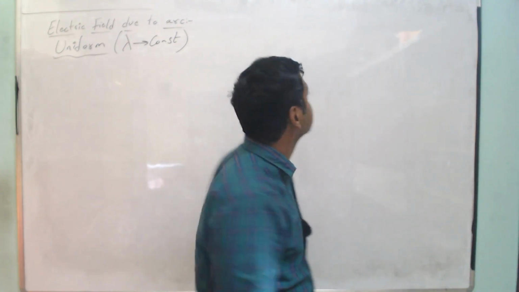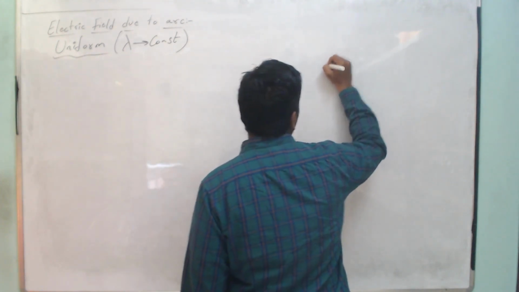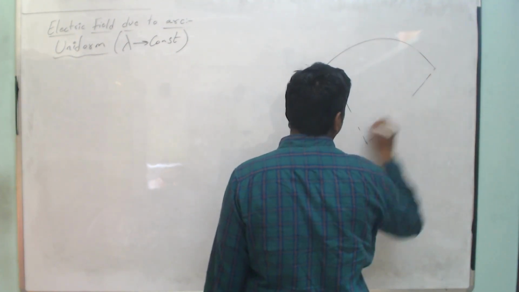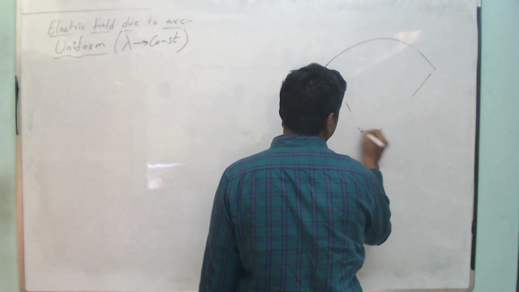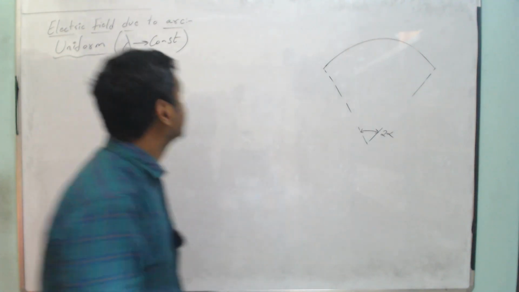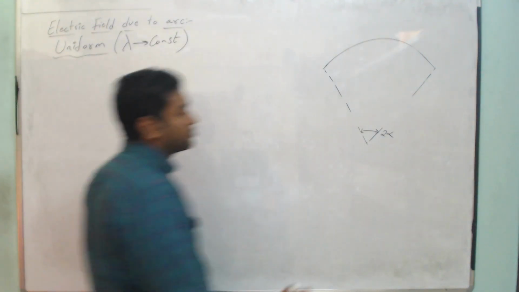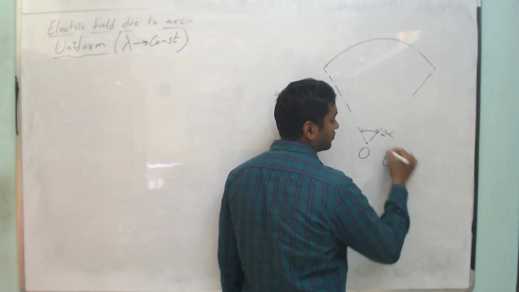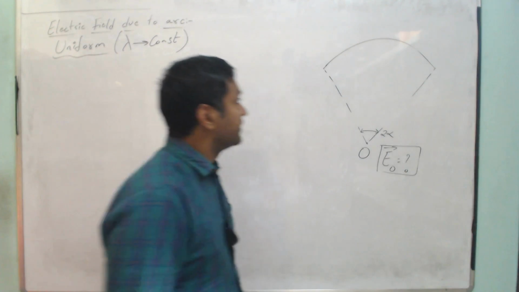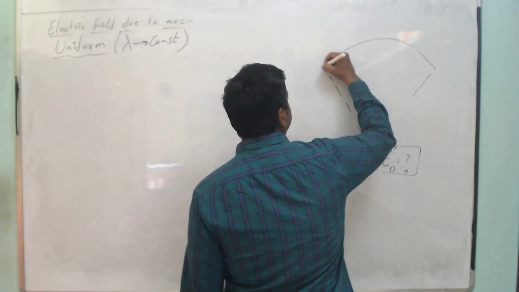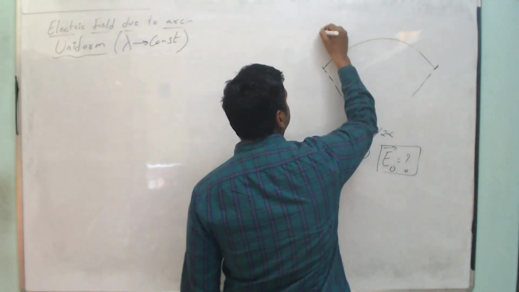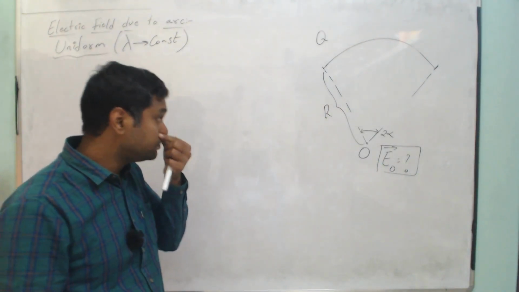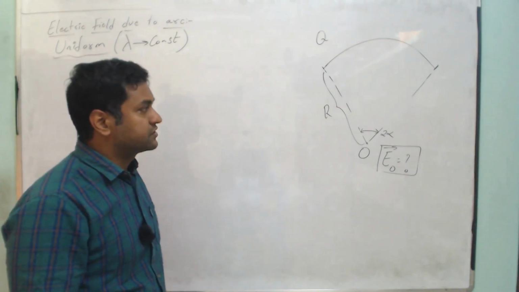Now let's see. Basically, let us say that there is an arc which subtends an angle 2 alpha at the center. Yes, sir. So we are trying to find the electric field due to this arc at a point at the center. Basically, let the center be O. So what is the electric field at the point O? Now it is given that the total charge that is present on the arc is capital Q and the radius of the arc is capital R. And it is given that lambda is constant.